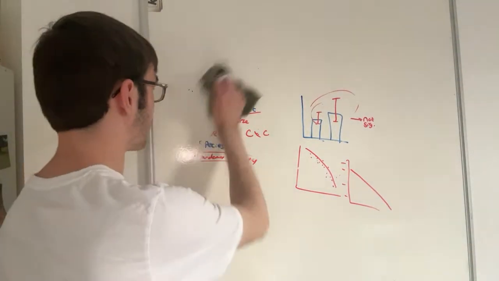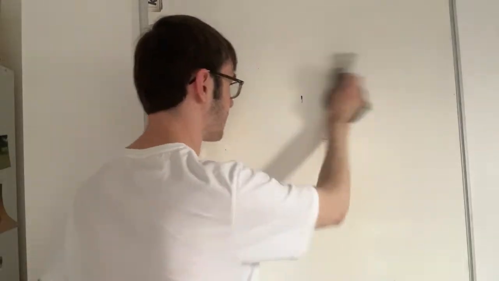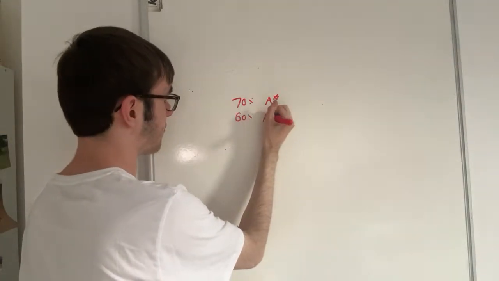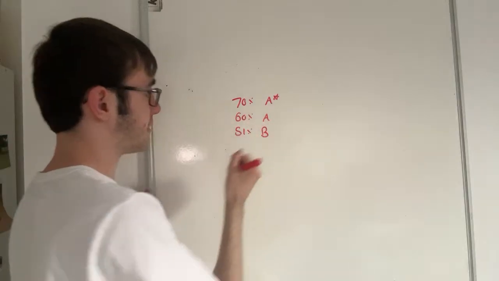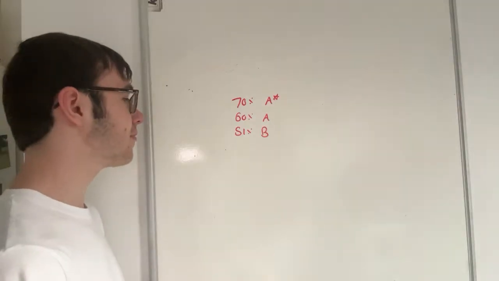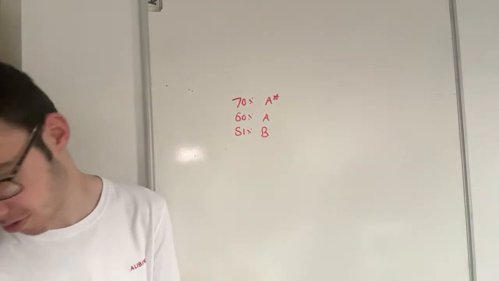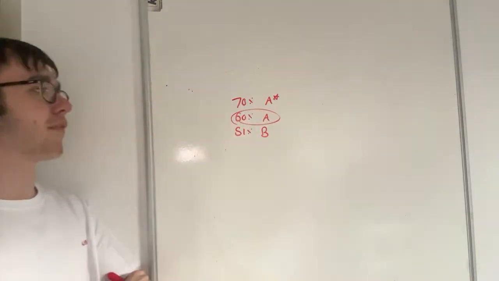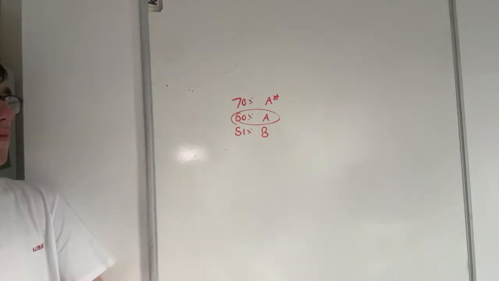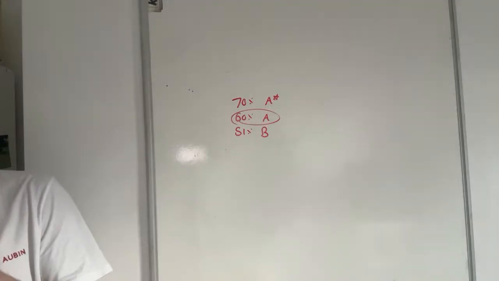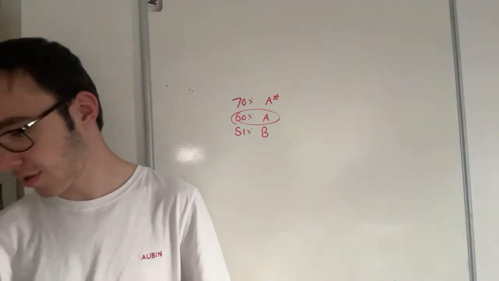The way I have it on my spreadsheet is, on average, I think it's 70% for an A star, 60% for an A, and 51% for a B. And while that might seem a little mad, I don't think it is. I really don't think it is. For a 60%, you're always going to get those easy mark questions where you're having to explain a nice process.